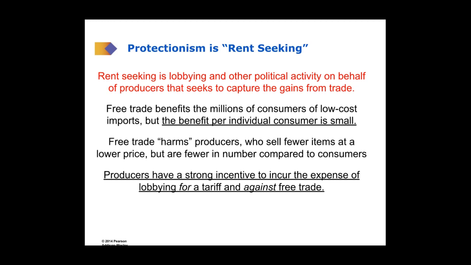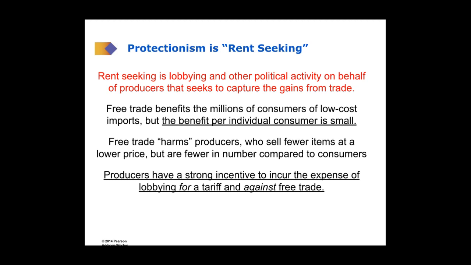Protectionism. Why do we often have it? Well, protectionism is more about politics than economics. Protectionism is a form of rent seeking. Rent seeking is when a special interest or party uses lobbying and political activity in general on behalf of producers that seek to capture some sort of gains from trade. So they want to profit. If we can create some sort of restrictions, we can charge higher prices and sell more products, and therefore we can benefit. That's the idea behind protectionism.